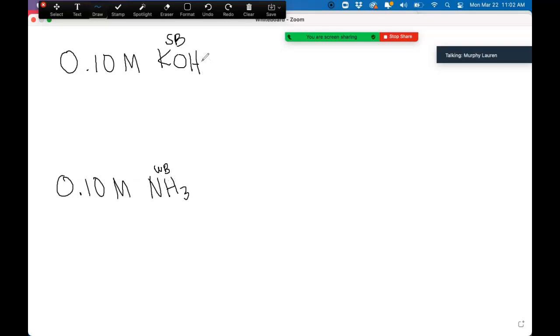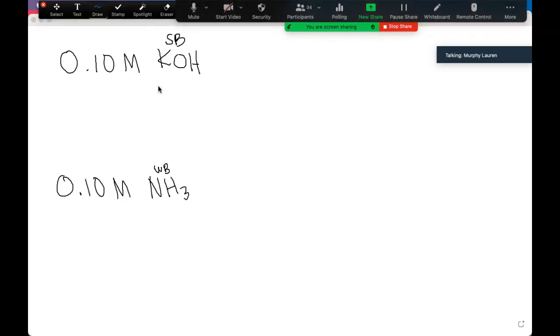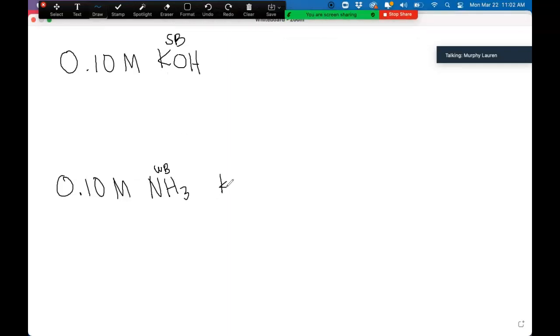Now, let's see. Where was I going? Oh, I'm also going to do this. Here is the equilibrium constant for the base of ammonia, 1.76 times 10 to the negative fifth, so it's given. Notice KOH doesn't have a K value because it's not weak. You don't have equilibrium values for things that don't go to equilibrium.